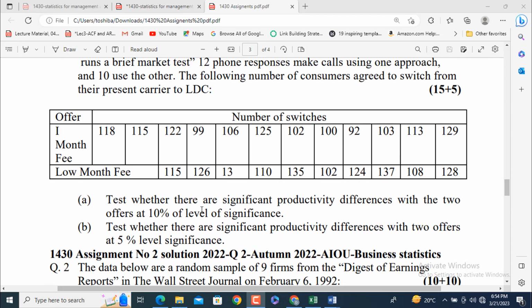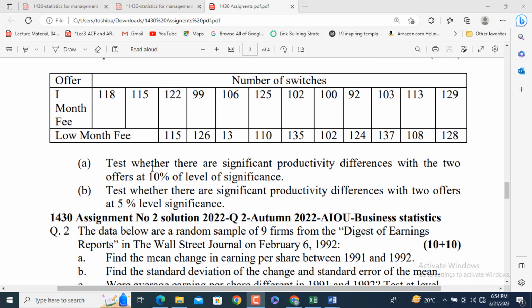So here is the 1 month free package, for which 12 papers have been selected, and the other is the low monthly fee without any free scheme, without any free month. There are 10 papers regarding this scheme. First, test whether there is a significant productivity difference between the two offers at the 10% level of significance. The same is to be tested for the 5% level of significance.